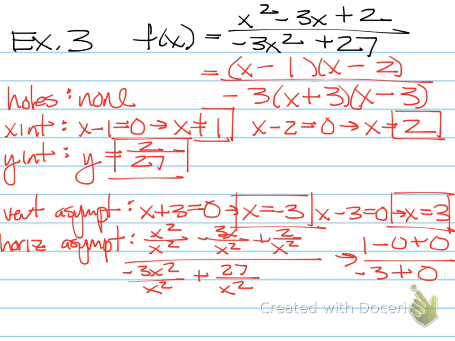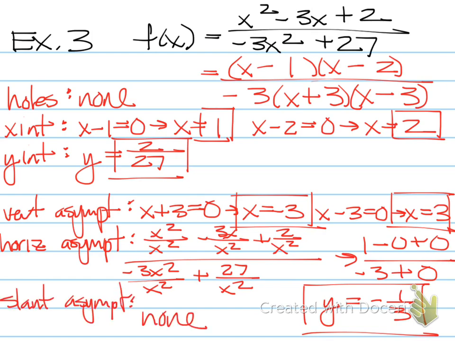2 over x squared will also approach 0. -3x squared over x squared is just -3. And then 27 over x squared will just approach 0. So when we simplify all that, we get -1/3. y equals -1/3 is the equation of the line, the horizontal asymptote. And since we have a horizontal asymptote, we will not have a slant asymptote.